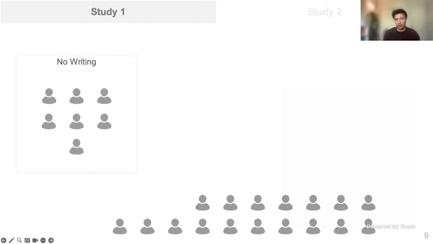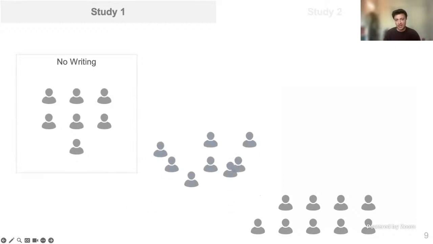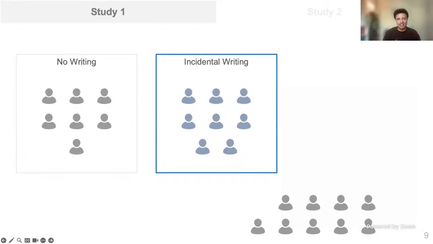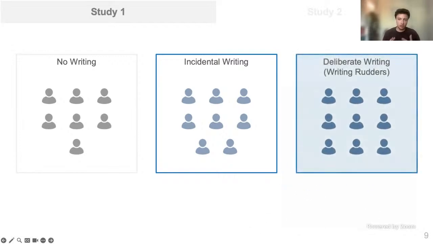So about a third of participants did not use writing at all during their design process. They never wrote anything down in language. Another third used writing in an incidental way. They would take notes during meetings or complete user interviews and use the transcripts, but they weren't seeing writing as a major step in their design process, nor did they use it as a way to guide the design itself. And the rest of the participants did use writing the way we were looking for.